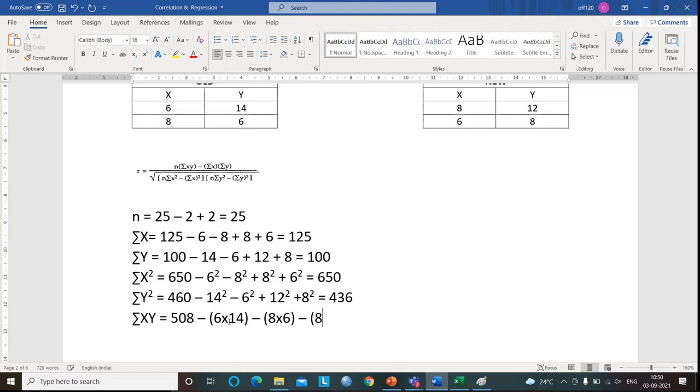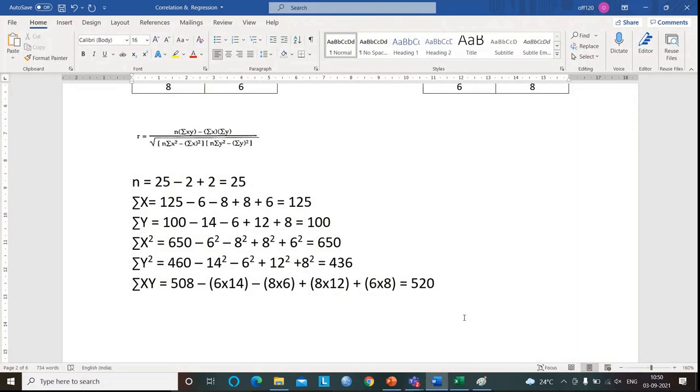What is that? 8 into 12, sorry, this is plus 8 into 12 plus 6 into 8. See here again 8 into 6, 6 into 8 gets cancelled. So the remaining values are 14 6 and 12 8. By making some changes over there, we get the answer as 520. So what is our formula to be?